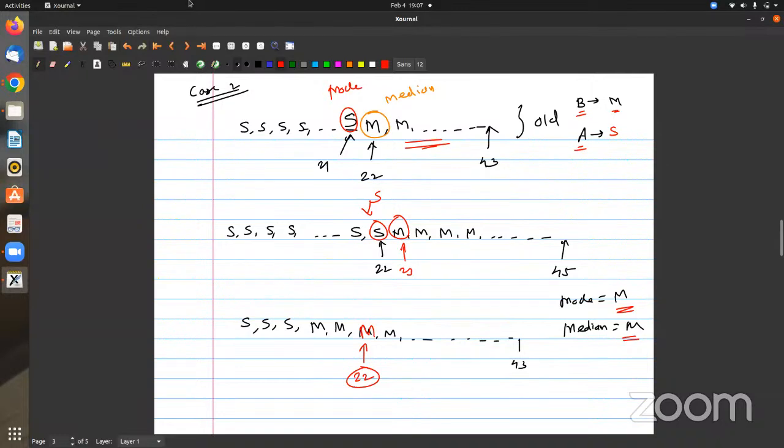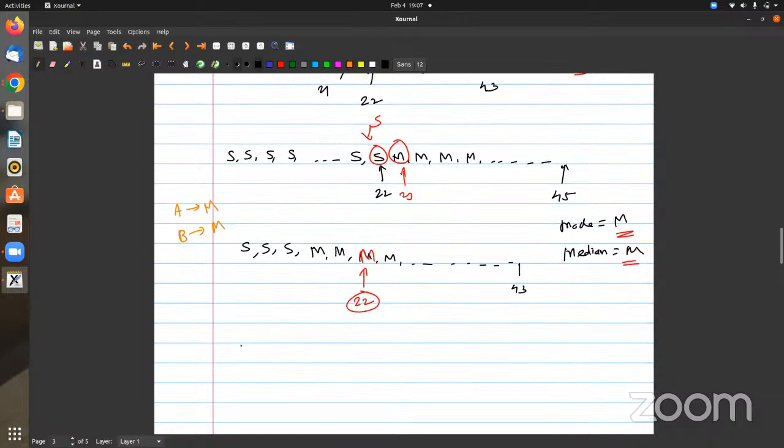In this case, A will prefer which jersey size? A will go for M, and B will go for M. And if I add these two M's here, what will happen? If I add, it will go up to 45. Then in the new data set, what will be my mode? M, right? And median? M.